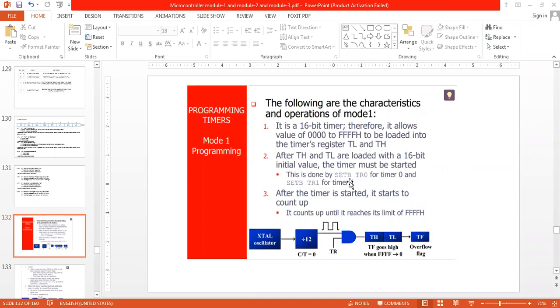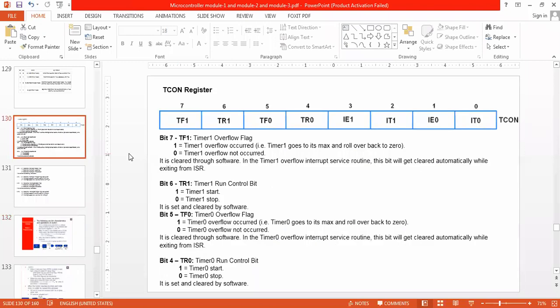Okay, I'll continue in the next class. We'll start with the programming. If you have not understood, go through TCON and TMOD once again. And if at all not understood, ask me.